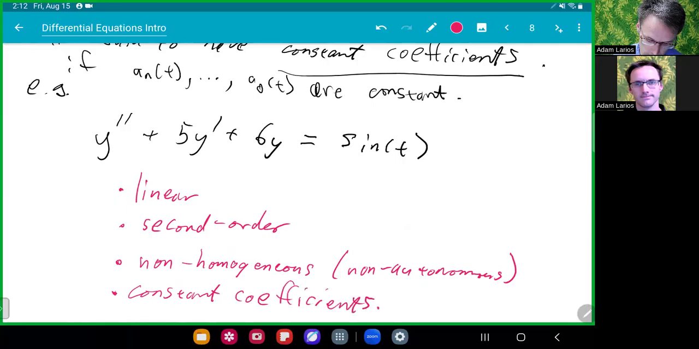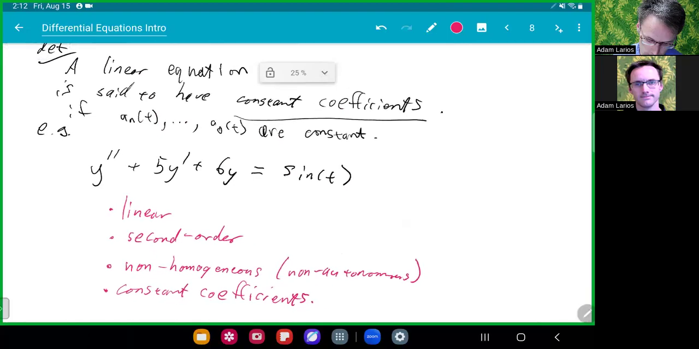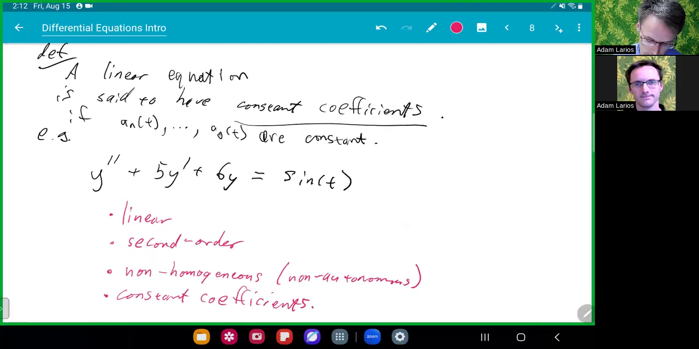So again, a pretty reasonable question here would be, who cares about this classification? Differential equations is really not a business of trying to classify a whole bunch of different things. Classification is just a helpful guide sometimes. So for instance, if you know you have a linear second order non-homogeneous equation with constant coefficients, that means some very straightforward techniques can be used to solve this equation.